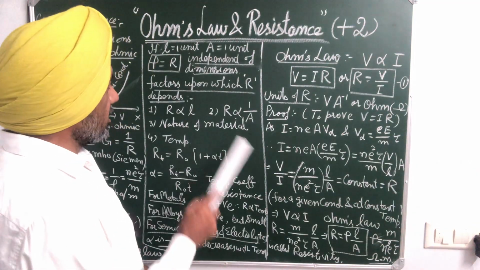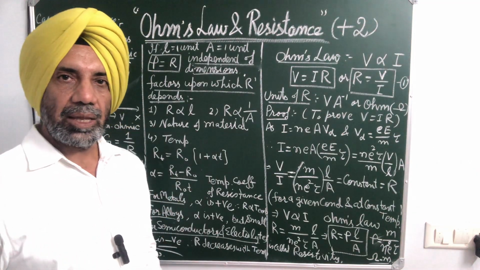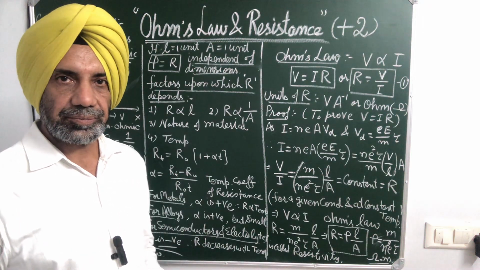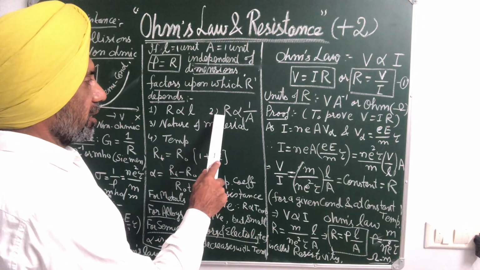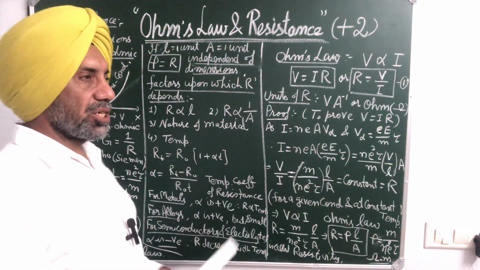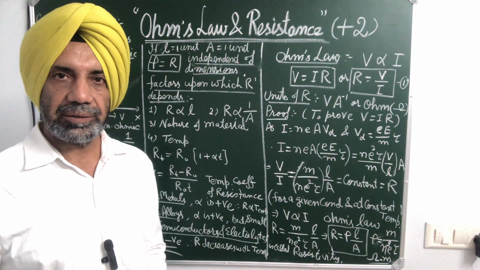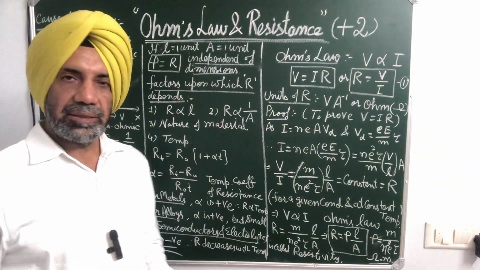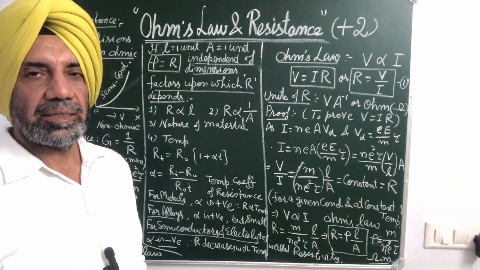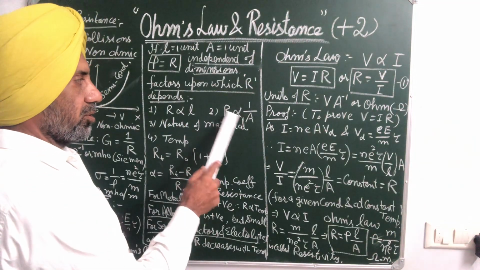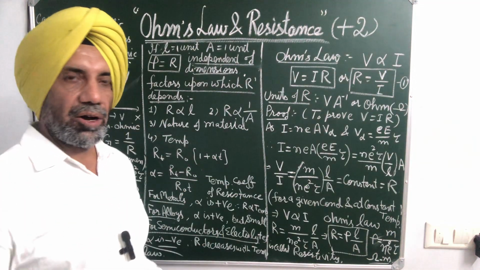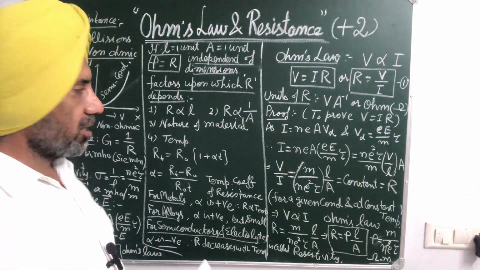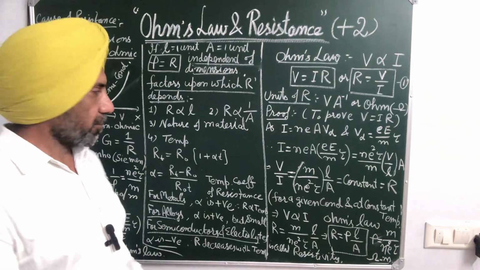It means resistance is directly proportional to the length of the conductor. The more the length of the conductor, the more the resistance of the conductor. Number 2, resistance is inversely proportional to the area of cross section of the conductor. For a given length, the thicker the wire, the less will be the resistance. So resistance is inversely proportional to the area of cross section of the conductor, that is, the thickness of the conductor.